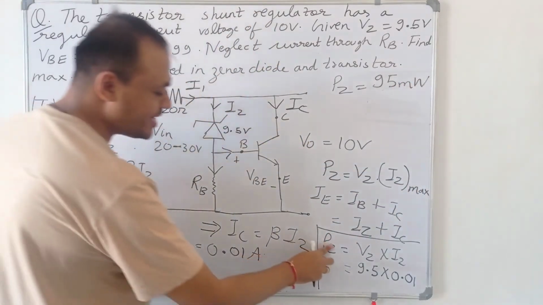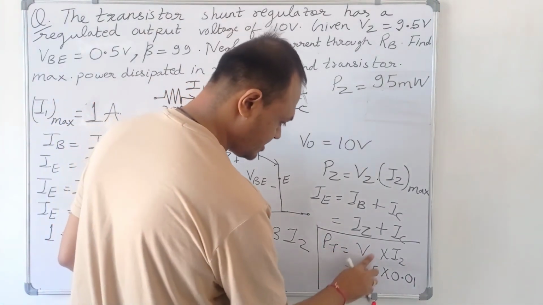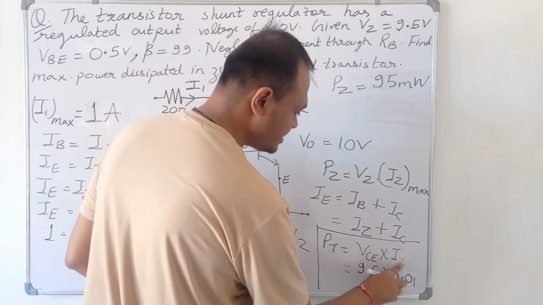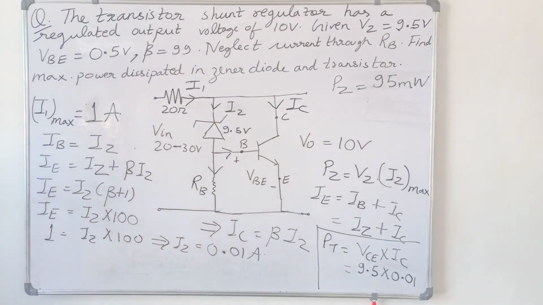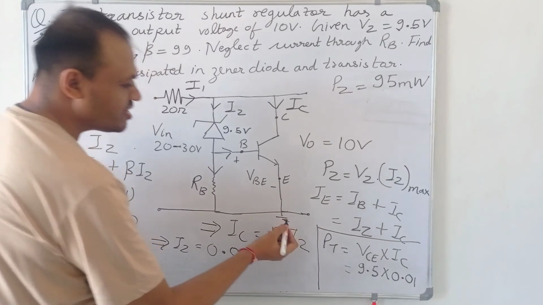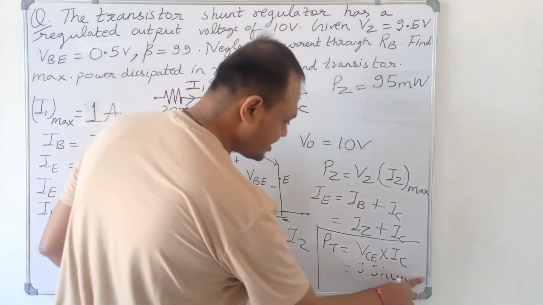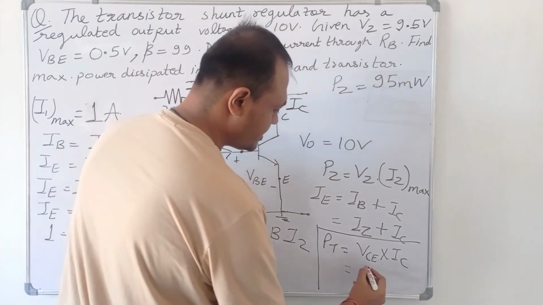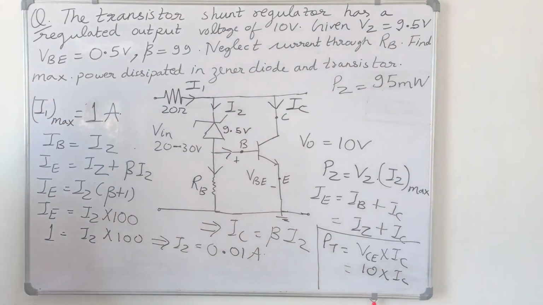Now the power dissipated by transistor, that is PT, is equal to VCE into IC. The emitter is grounded, so VCE is equal to VC, and VC will be equal to V0, 10 volt. So this will be equal to 10 into IC.